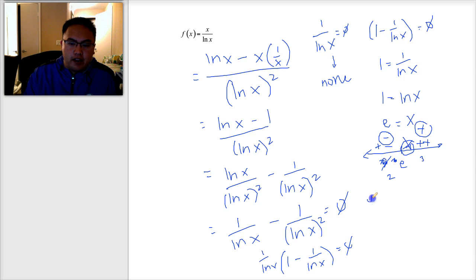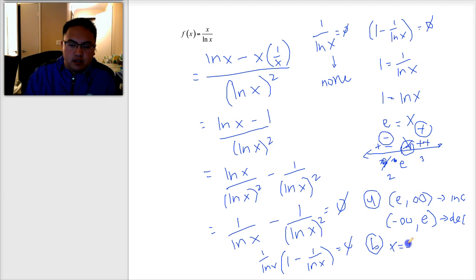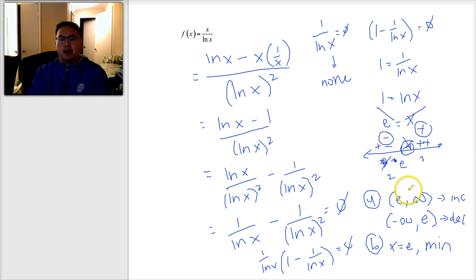So the answer to letter A: the part that's increasing is from e to infinity. Decreasing is everything to the left, which is everything from negative infinity to e. And then B asks, where is my local extrema? Obviously, it's at e. I go from a slope that's negative to a slope that's positive, so at e, I have a local min. Just for the sake of time, I'll stop it there.